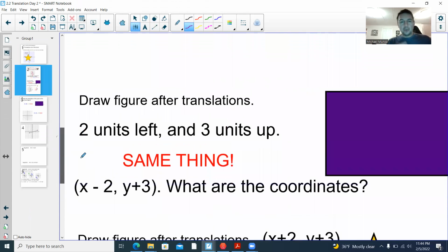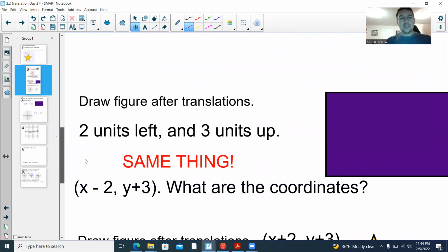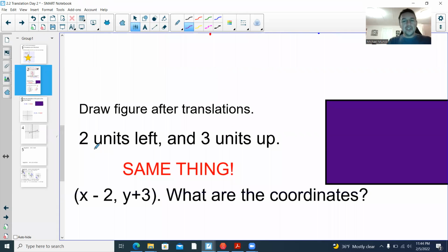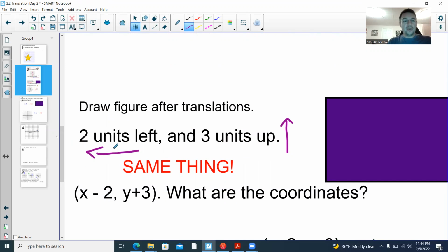So you might see these written different ways in your textbook. It will say 2 units left and 3 units up. So that means we're going to go left 2 spots and then 3 units up. Well, it can also be written like this. It might say x minus 2, which is the same thing. Remember a -2, if you're going negative on the x, that is left 2 spots, and then you'd still go up your 3.